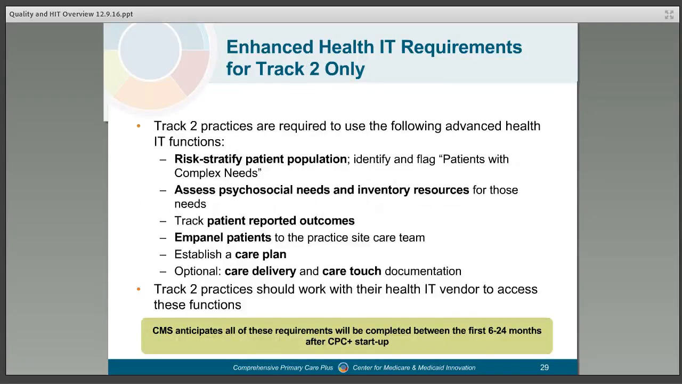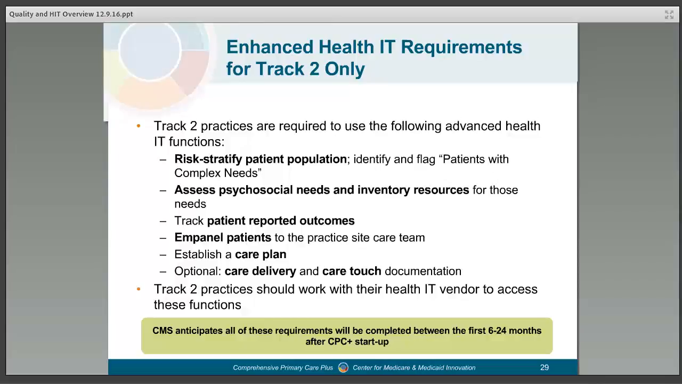There are also enhanced health IT requirements for Track 2 practices only. These are not certified health IT functions. So they were things that will be developed in the future with your health IT vendors who have signed and delivered to us a vendor letter of support. Track 2 practices are required to use the following advanced health IT functions in the future. They must risk stratify patient populations and identify and flag patients with complex needs. They must assess psychosocial needs and inventory resources for those needs. They must ultimately track patient-reported outcomes, as Perry discussed.